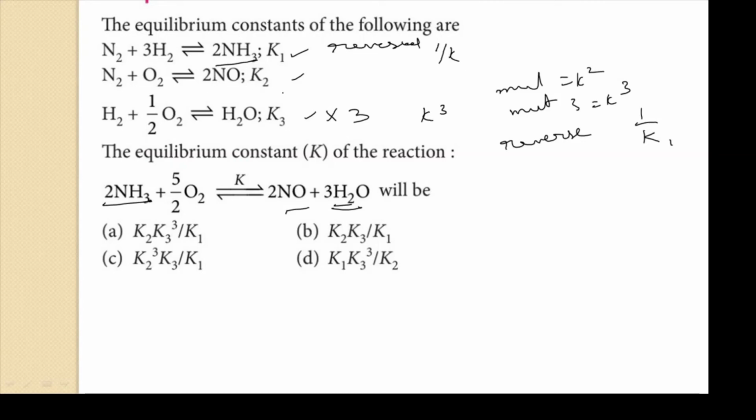And coming to the second one, there are 2 moles of NO, 2 moles of NO. So no need to change this equation. So it will be K2 only. Now what about the new K of the ammonia plus oxygen gives N2H2O? Then K is equal to 1 by K1 into K2 into K3 cube. So K2 K3 cube upon K1. Where is it? This one. So A is your answer.